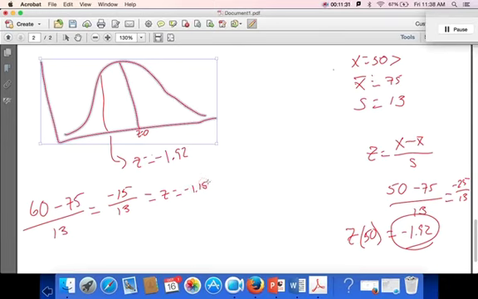Now you're probably asking yourself, well, wait, what happened here? Why is it that my z-value got smaller than it was here if my raw score of 60 is larger than my raw score of 50? That is true. That's a very good question. And the answer is the following. Look at the value in comparison to the average. Here, the distance between my raw score and my average was 25 points. Here, the distance between my raw score and my average is 15 points.